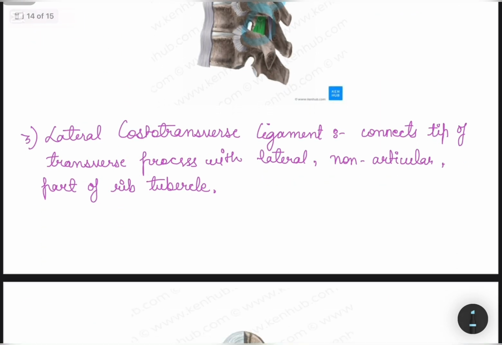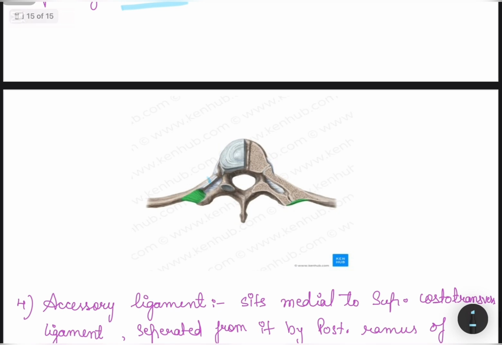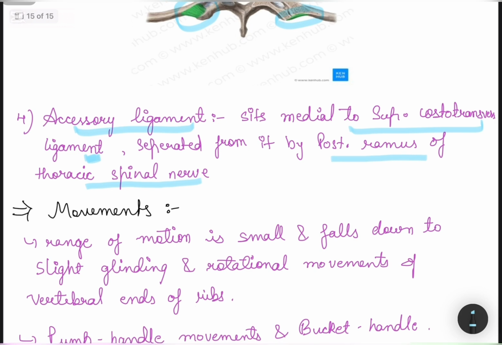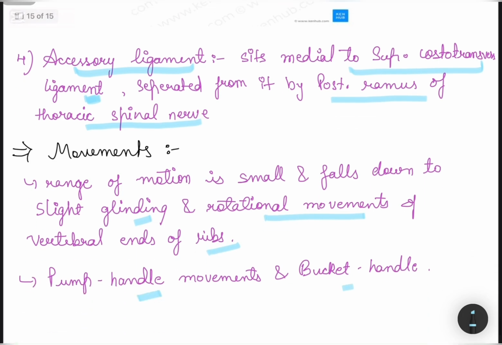The third is the lateral costotransverse ligament, which connects the tip of the transverse process with the lateral, non-articular part of the rib tubercle. Here, at the last points. And the fourth, the accessory ligament, sits medially to the superior costotransverse ligament, separated from it by the posterior ramus of the thoracic spinal nerve. The primary movements: the range of motion is small and falls down to slight gliding and rotational movements of the vertebral ends of the ribs. The main movements are pump handle and bucket handle movements.